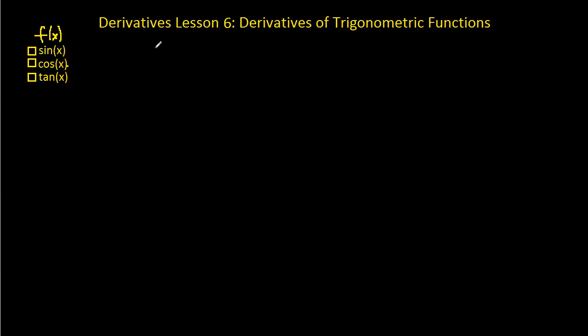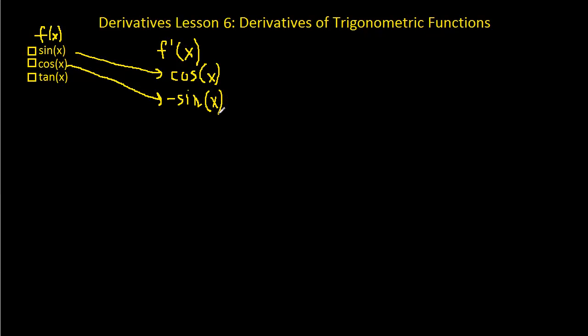Okay, I'm starting this lesson by just showing you what these are. The derivatives of these three are cosine of x, negative sine of x, and tangent of x. Or sorry, tangent of x goes to secant squared x.